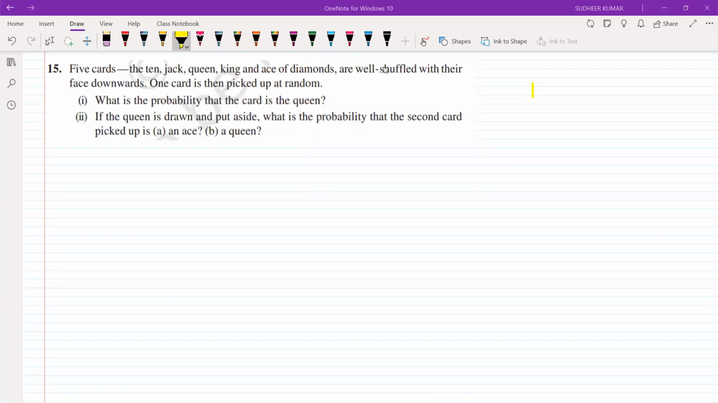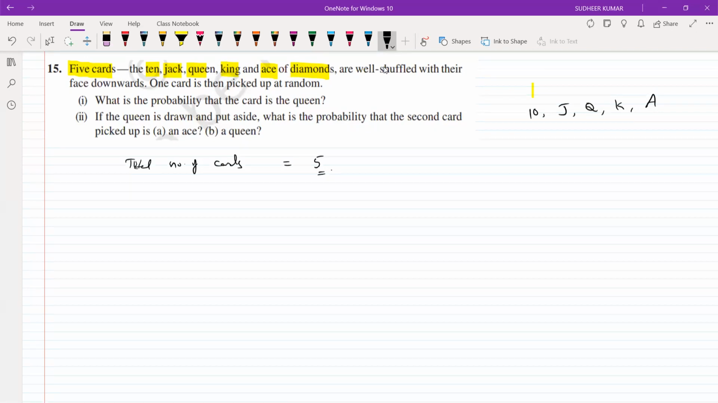So here, 5 cards: 10, jack, queen, king and ace of diamonds are well shuffled with face downwards. One card is then picked up at random. What is the probability that the card is the queen? So how many cards are there in total? Five. This is 10, jack, queen, king and ace. Five only, according to the question. According to the question only, we should proceed.